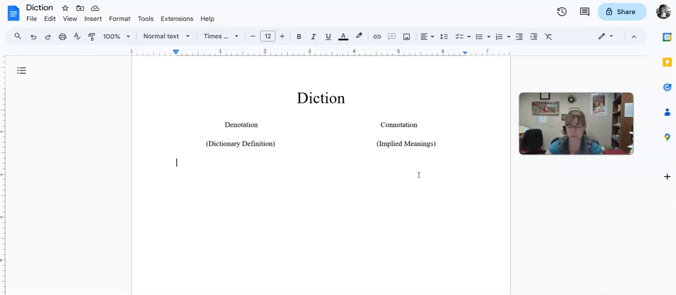Okay, so just for fun, let's take a look at a sentence. It'll be a simple sentence. I walked to school. Okay, I walked to school. That's a boring sentence, so we want to dress it up. So we're going to look at some synonyms for walked.